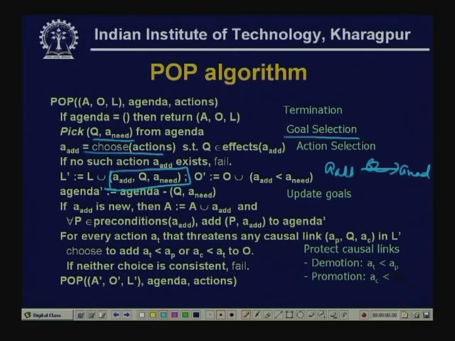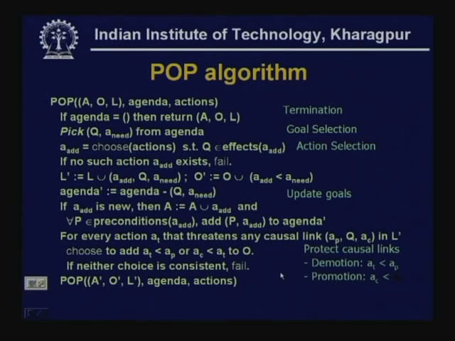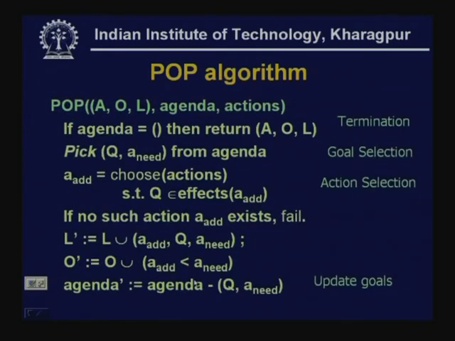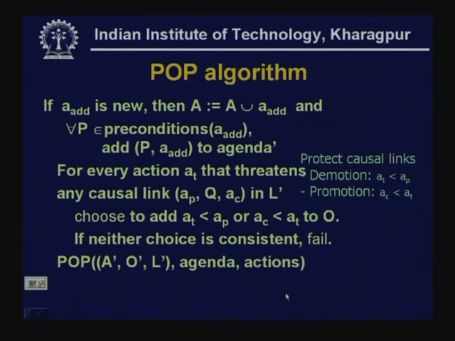For every action AT that threatens any causal link, we choose to add that AT is before AP or AC is before AT. If neither choice is consistent, fail. Now, this is the same algorithm written in pseudocode.